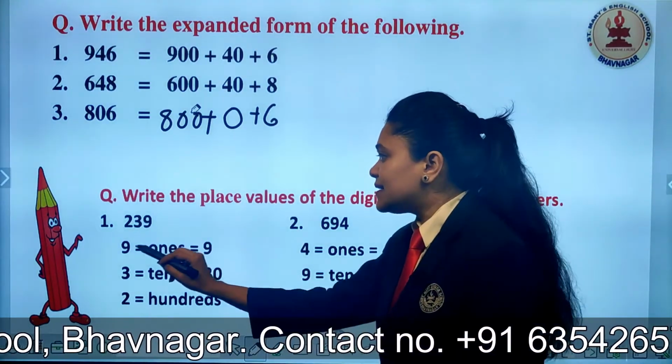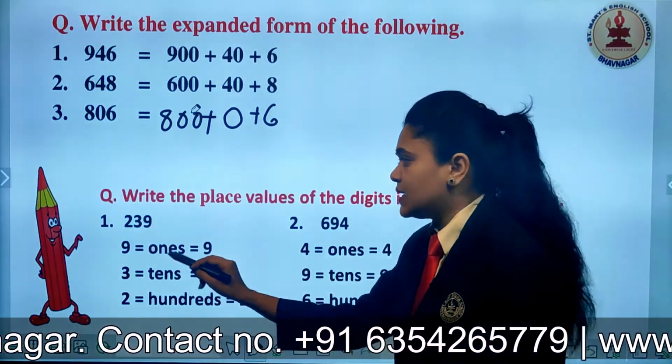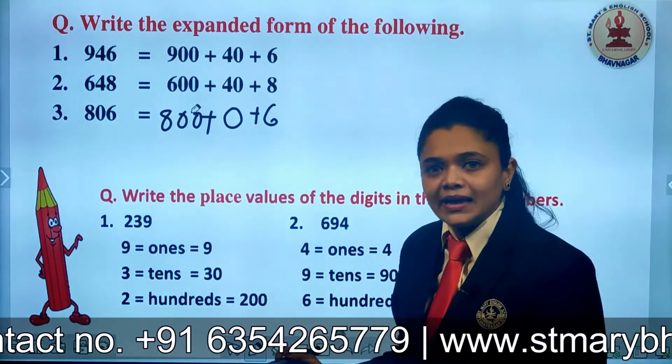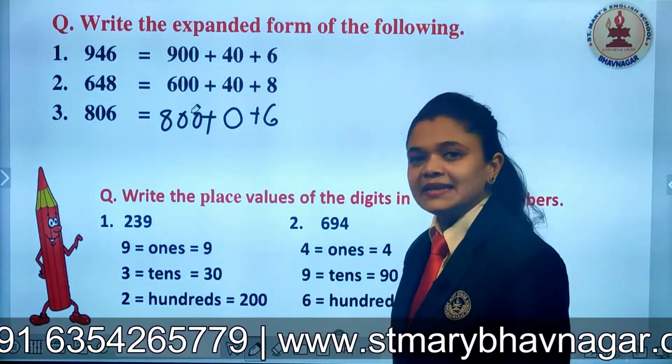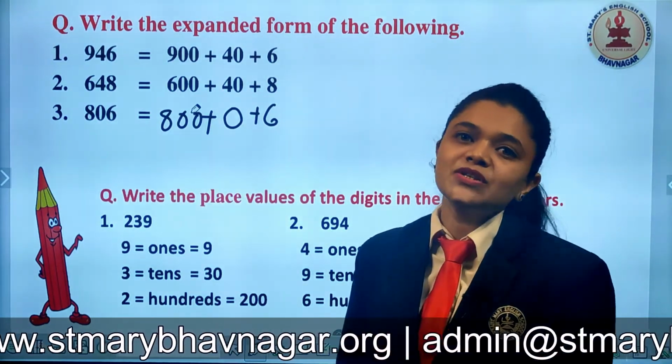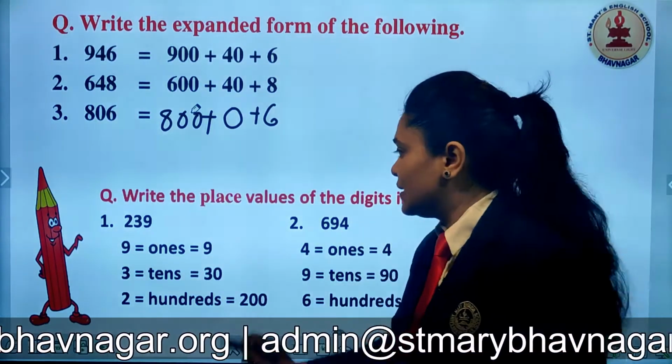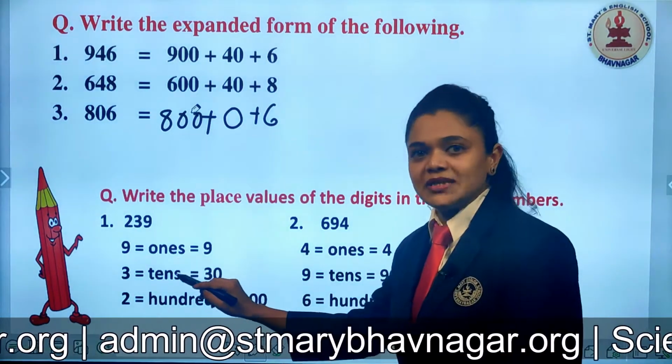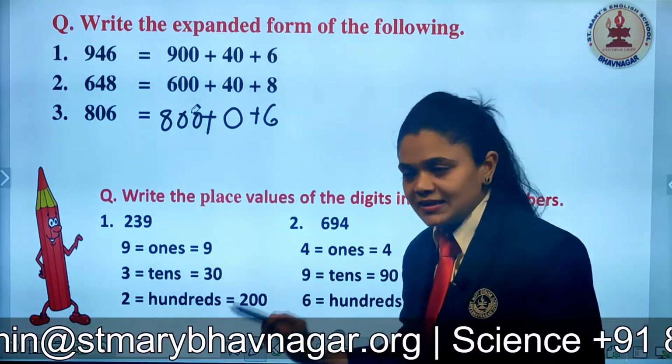So 9, it is at the place value of 1s. So 9 1s are 9. So it will give us 9. 3 is at the place value of 10s. 3 into 10 gives us 30. So 3 is equal to 10s is equal to 30.